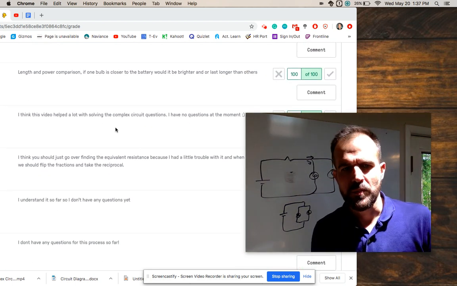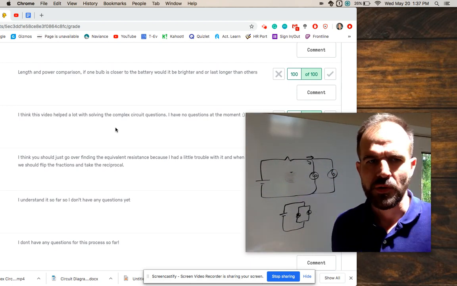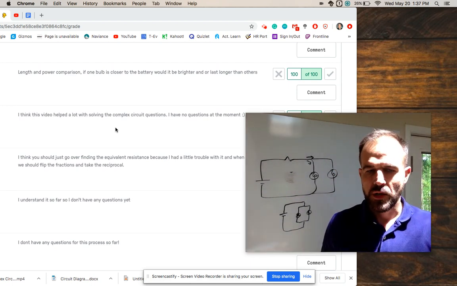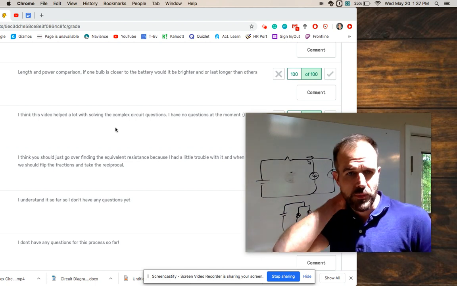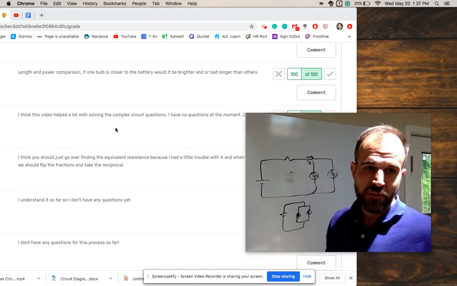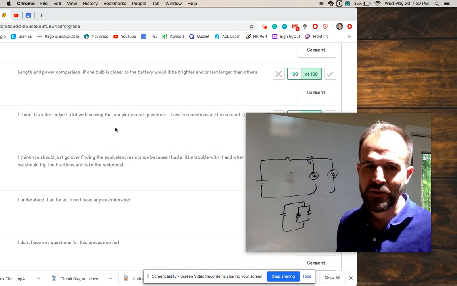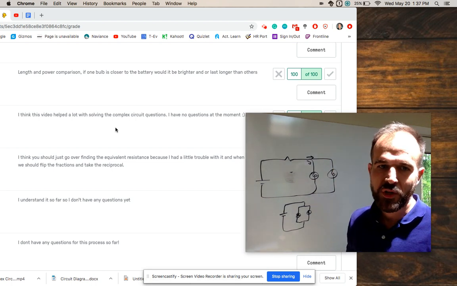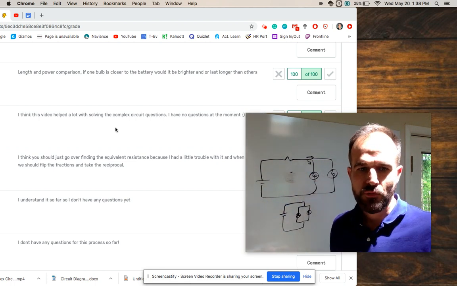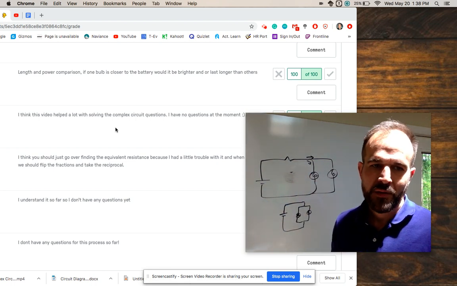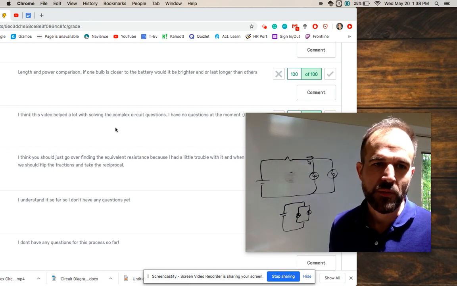Length and power consumption. If one bulb is closer to the battery, it would be brighter or last longer than others. That is pretty cool. I'll check that out. Often we kind of oversimplify. Perhaps if you're in a tech class or something, the reality of circuitry is involved here. We just like ignoring friction. We assume a lot of the wires in our diagrams have no resistance and things like that. It's a little oversimplified, but I'll check that out.